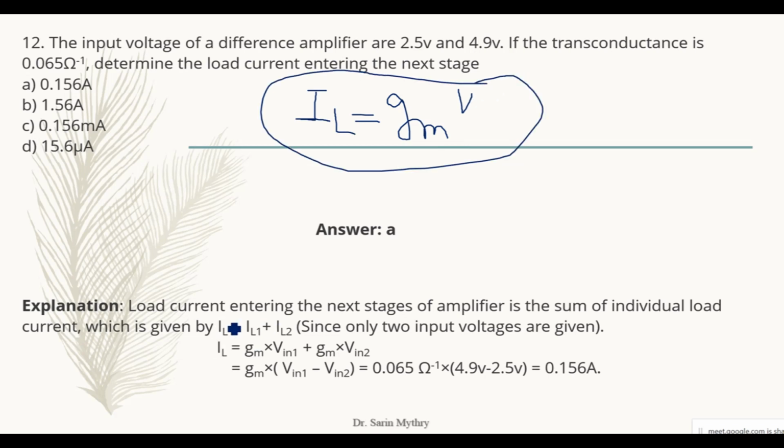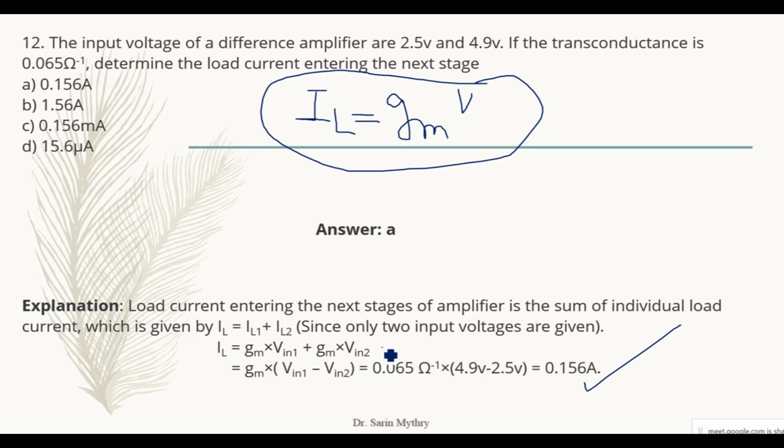Apply the basic formula. The current entering the next stage of the amplifier is the sum of the individual load currents. So IL equal to IL1 plus IL2. Since two input voltages are given to us, there are two currents, IL1 plus IL2. Then the formula of IL is IL equal to GM into V in 1 plus GM into V in 2. Substitute the values, and after substituting, you get the final current IL equal to 0.156 ampere.